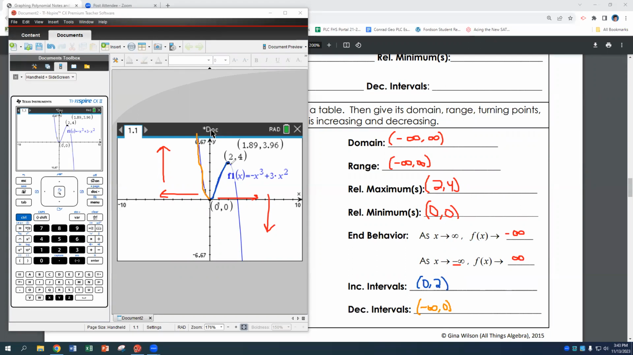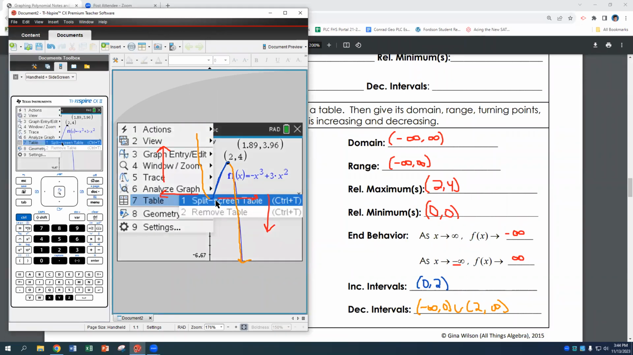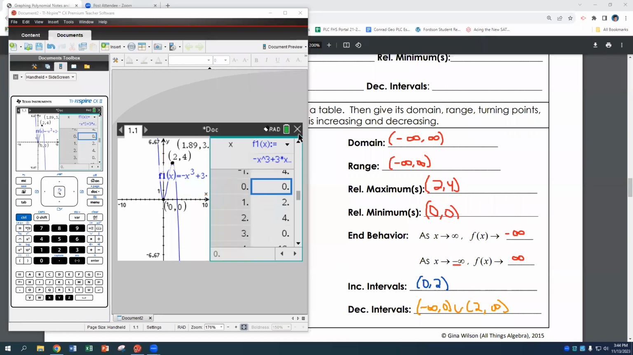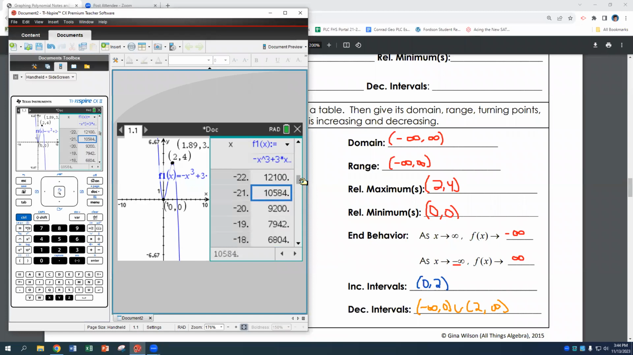Okay. And then we decrease again after that. So then we start going down from 2 all the way to infinity. If we were going to use the table for this, we would hit Control T or Menu Table. As you look at the table, you'd be able to determine if the graph is going to be increasing or decreasing. So if we look at this table, the way we would do this is we would look, it's decreasing, right? It's getting smaller.